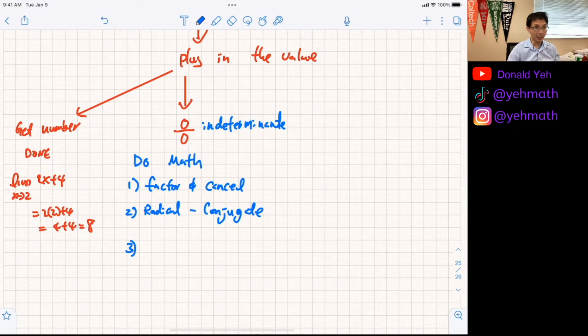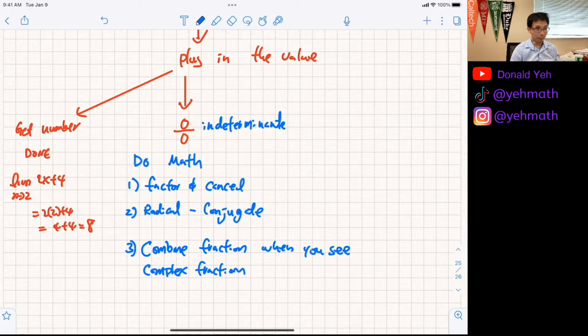The third thing that you might see, you're going to have one homework question about it, hoping people can do it, is combined fractions. That's only when you see a complex fraction. What is a complex fraction? A fraction over fractions. So when you see a complex fraction, combine the fractions and simplify.